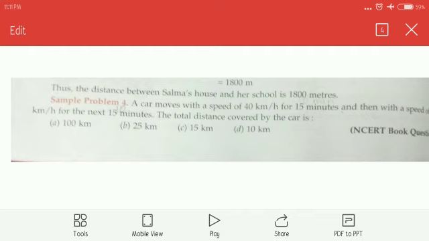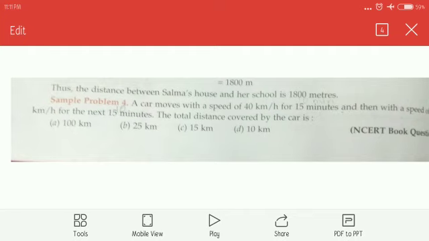Next question is, a car moves with a speed of 40 km per hour for 15 minutes and then with a speed of 60 km per hour for next 15 minutes. The total distance covered by the car is how much? 100 km, 25 km, 15 km and 10 km.